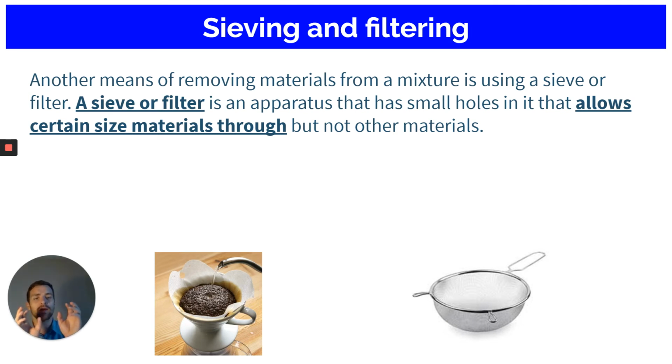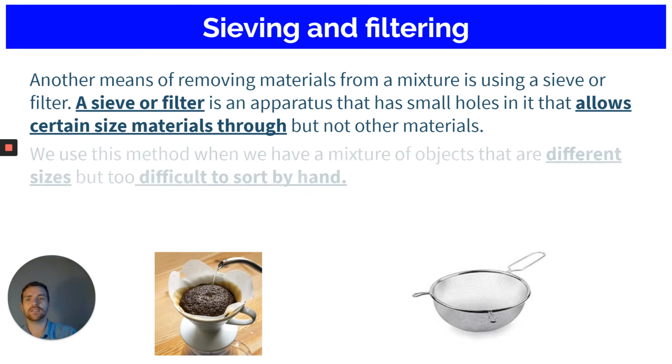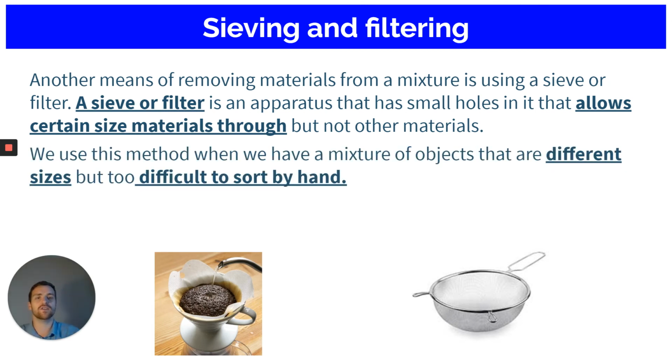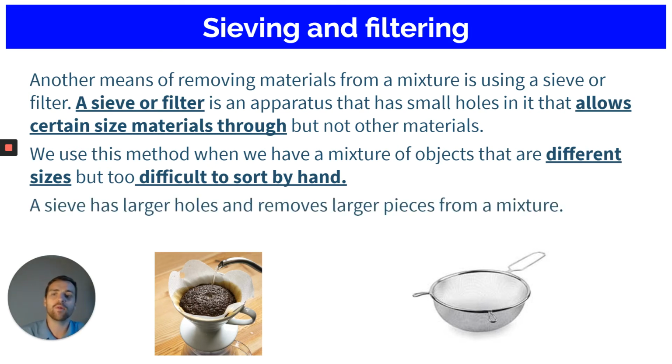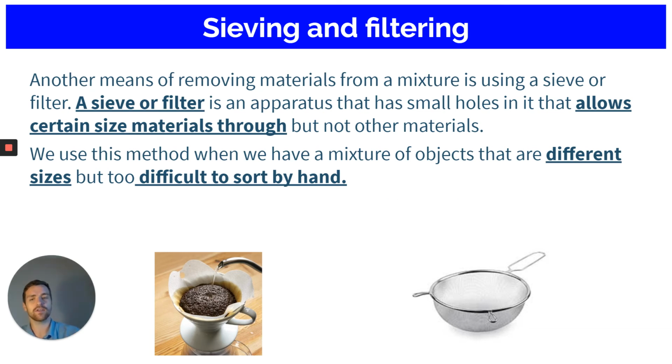It's just when we have a substance made up of different size particles, we use a sieve or a filter, and all the sieve and the filter does is they have these different size holes, and they let through small things that are smaller than the hole, but they don't let through things that are bigger than the holes that they're made up of, okay? We use this method when we have a mixture of objects that are different sizes, but are too difficult to sort by hand, okay? So think about coffee.